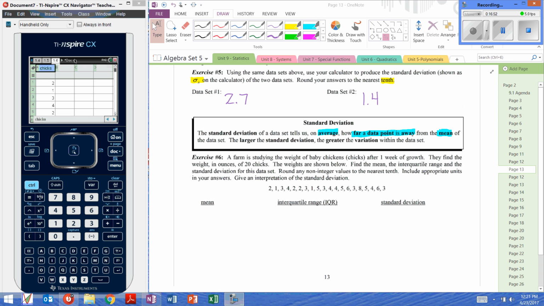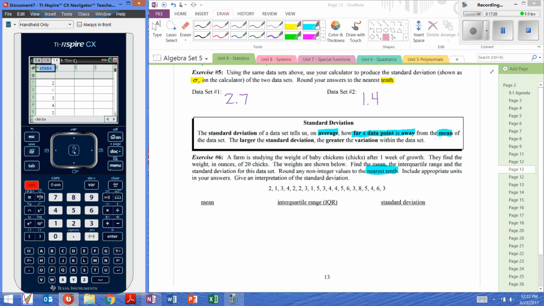So our last question is exercise number 6, and there's a farm studying the weight of baby chicks after 1 week of growth, and they record all of their weights, so all 20 chicks' weights down below. They're not in any type of order, but that's okay, because I typed them all into a list on my calculator, and what we have to do is find the mean, interquartile range, and standard deviation. I'm going to do everything on my calculator, and when I need to, I'm going to round to the nearest tenth.